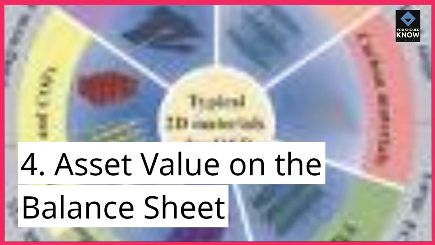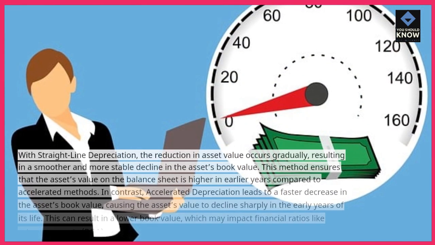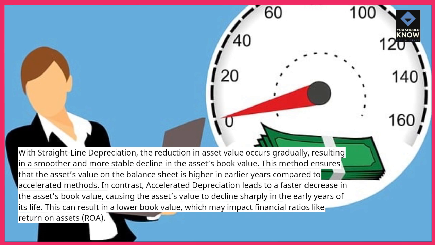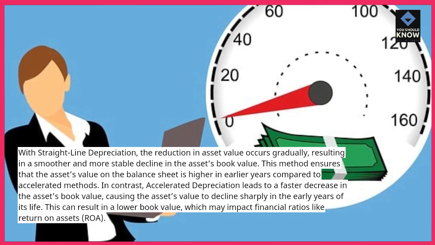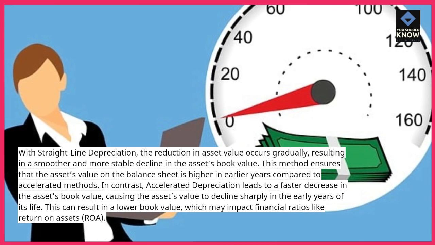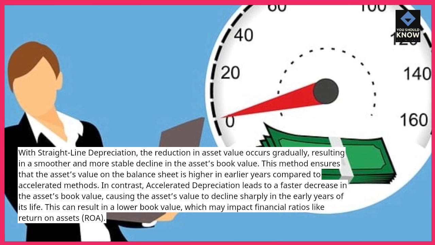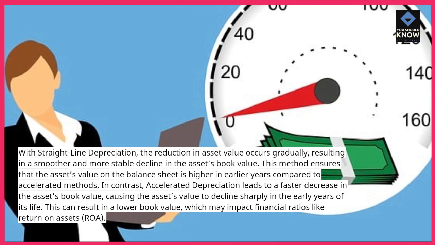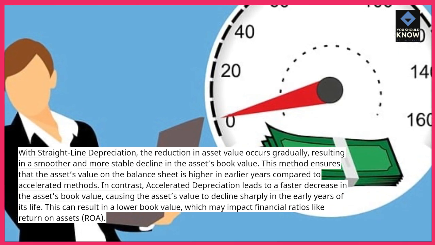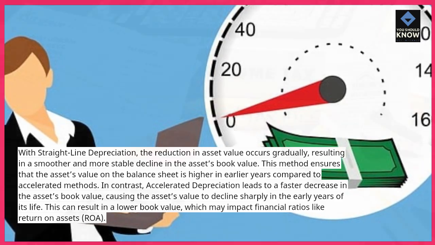4. Asset value on the balance sheet. With straight-line depreciation, the reduction in asset value occurs gradually, resulting in a smoother and more stable decline in the asset's book value. This method ensures that the asset's value on the balance sheet is higher in earlier years compared to accelerated methods. In contrast, accelerated depreciation leads to a faster decrease in the asset's book value, causing the asset's value to decline sharply in the early years of its life. This can result in a lower book value, which may impact financial ratios like return on assets, ROA.